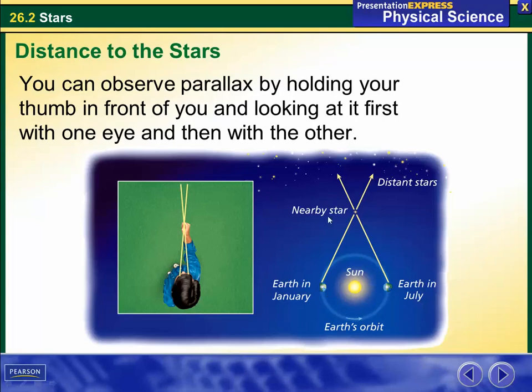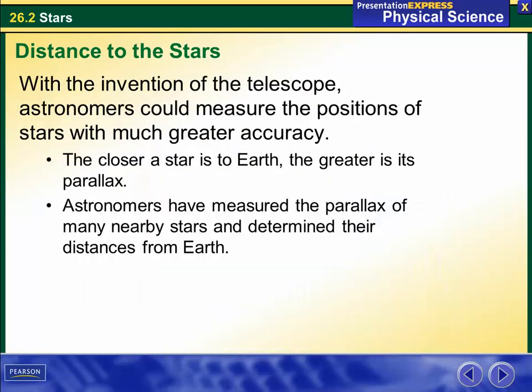We measure the distance from two different points. Using some geometry based off the angular changes that are made, we can estimate how far that star is from Earth. With the invention of the telescope, we could measure these positions much more accurately. The closer a star is to Earth, the greater its parallax. That might not sound like it makes sense, but the greater the parallax, the closer it is to Earth. Astronomers have measured the parallax of many nearby stars and determined their distances from Earth.